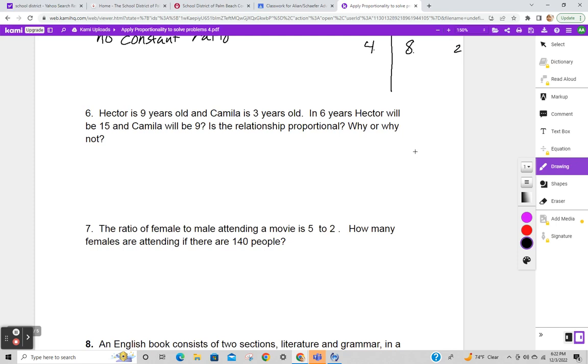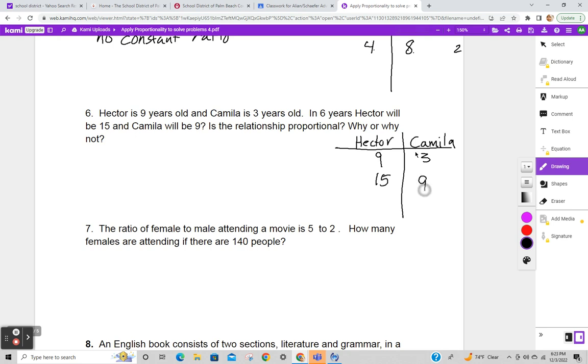All right, moving on to number 6. We'll use the table again. Hector is 9 years old. We'll put Hector here. And Camilla is 3 years old. We'll put Camilla here. Hector is 9. Camilla is 3. In 6 years, Hector will be 15. So let's add 6 to 9. He will be 15. Let's add 6 to 3.